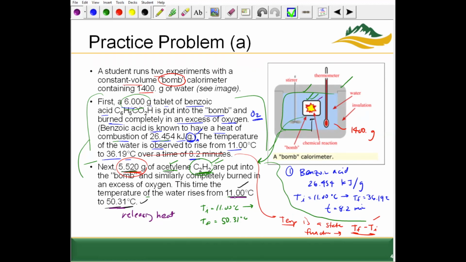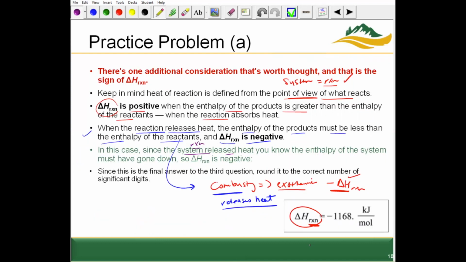Because where else would this temperature increase come from? It's not going to come magically from the material of the calorimeter. It's going to come from the reaction itself releasing heat. That's another way we can tell that delta H of reaction should be negative for this combustion reaction of acetylene. So a few different ways to come to this conclusion where we know that delta H of the reaction of the combustion of acetylene is going to be a negative value.